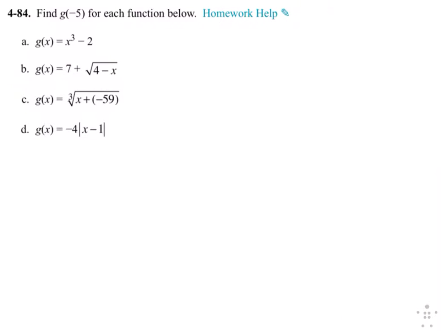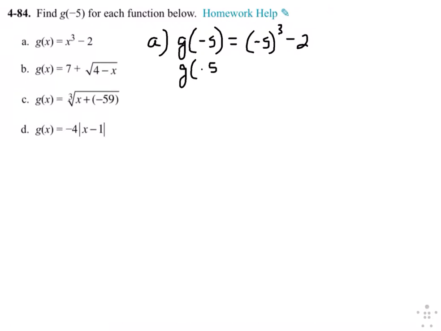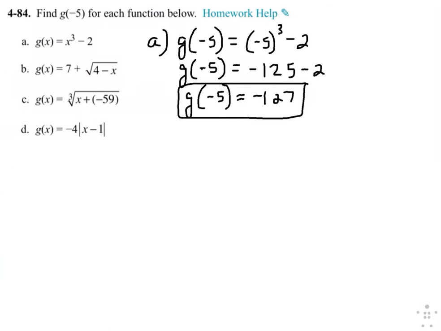Okay, for 84, they want us to find g of negative 5. So let's start. I have g of negative 5 equals negative 5 cubed minus 2. So g of negative 5 equals negative 5 cubed, which is negative 5 times negative 5 is 25, times negative 5 is negative 125, minus 2. So we get g of negative 5 equals negative 127 for A.